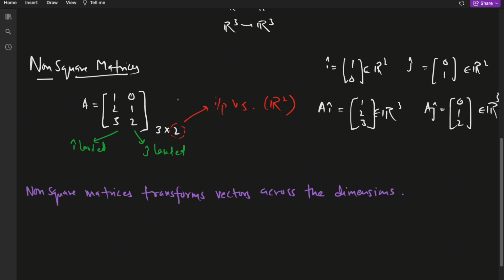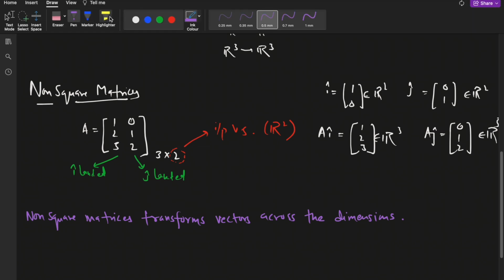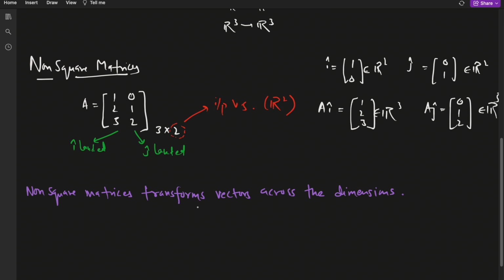What I mean across the dimensions. So for example, this matrix A is transforming a vector from R2 to R3. So A is transforming a vector from R2 to R3.